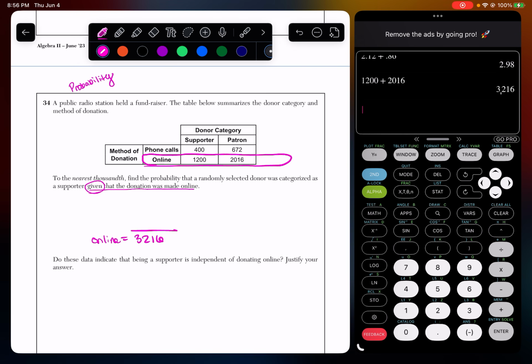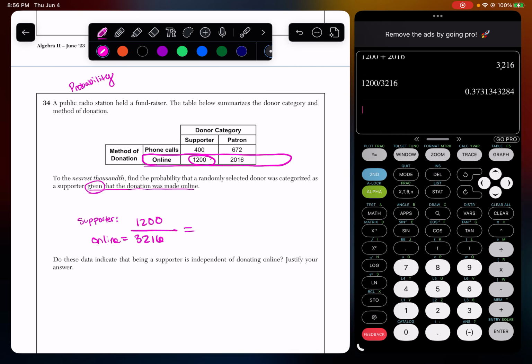Of those who were online, the supporters were just these ones. I'm not including the 400 because we restricted ourselves to the donors who were online. So supporters were 1,200 of the online 3,216. And then I'm just going to divide that and round to the nearest thousandths.